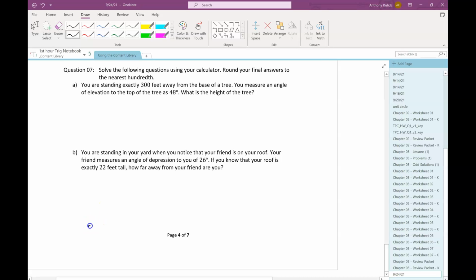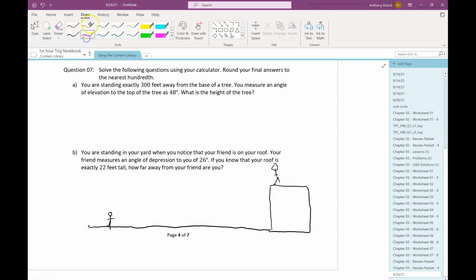Okay, so let's draw a picture. So there's my yard. There's my roof with my friend on it. I know that the roof is 22 feet tall. And then it says an angle of depression of 26 degrees.